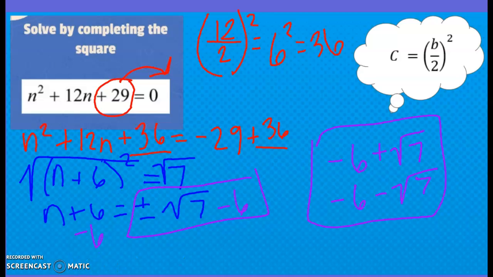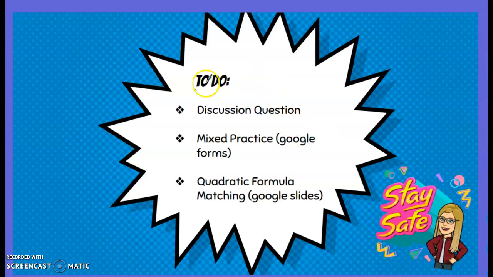All right, we've completed the lesson portion, and these are the 3 assignments that are due tomorrow by 4. You have the discussion question, where you just pick which does not belong and tell me why. You have the mixed practice that's on the Google Forms, the example I just did with the complete the square, and then you have the quadratic formula matching.